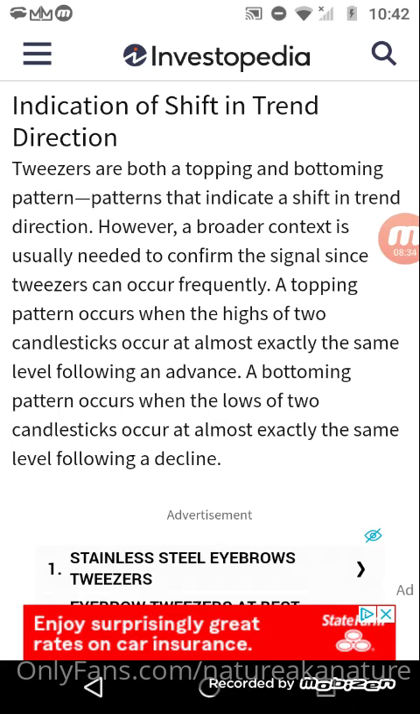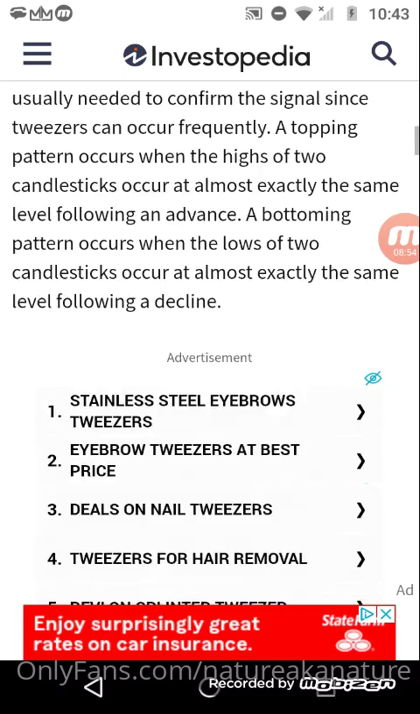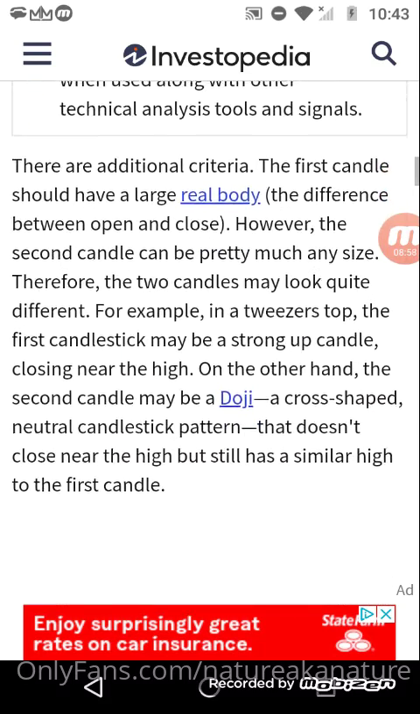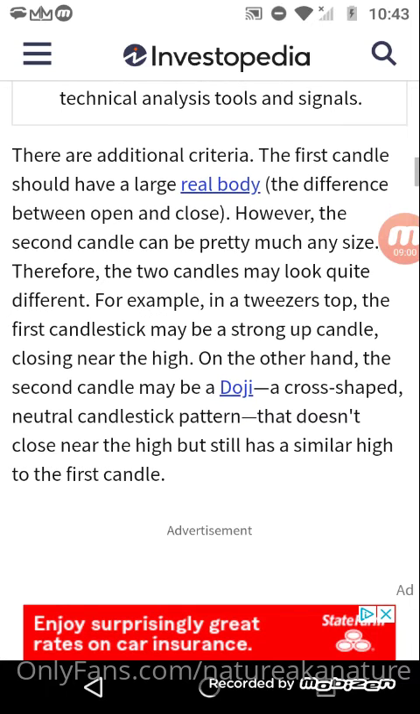So make sure you look out, because tweezer tops do occur. The premise behind this being a topping or bottom pattern is that the first candle shows a strong move in the occurring direction. In contrast, the second candle pauses the previous day's price action. A short-term shift in momentum has occurred, and traders should be aware of it.